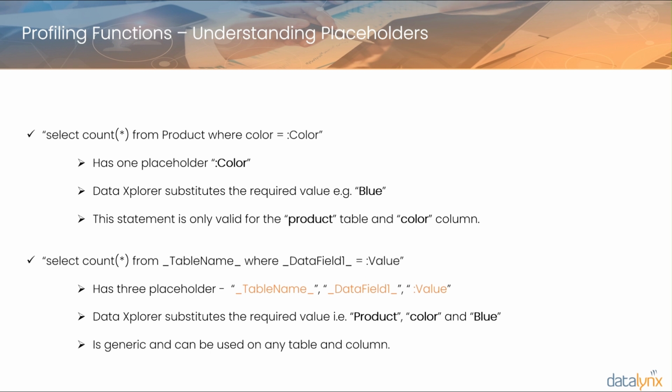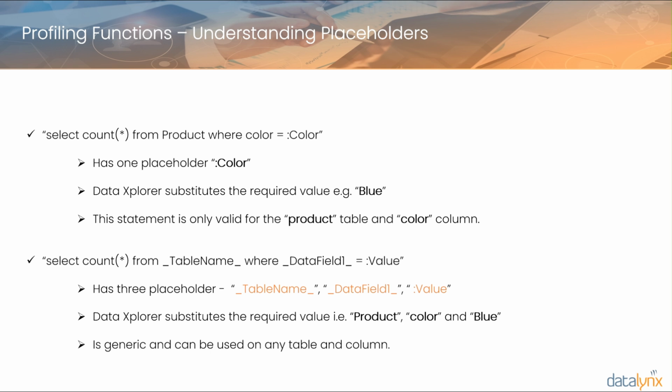For example, select count from product where color equals a placeholder for color. This query has one placeholder for color. Data Explorer substitutes the required value instead of the placeholder, for example, blue. This SQL query example is only valid for the product table and the color column.